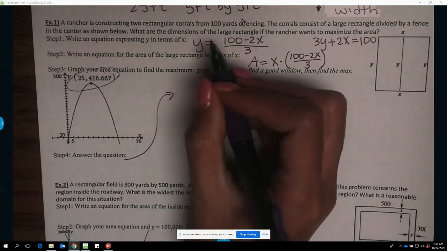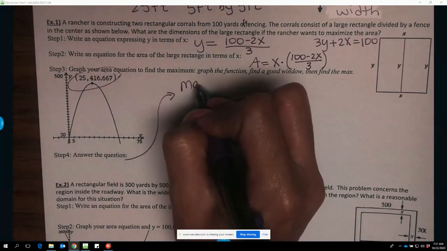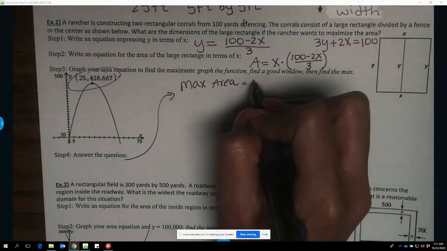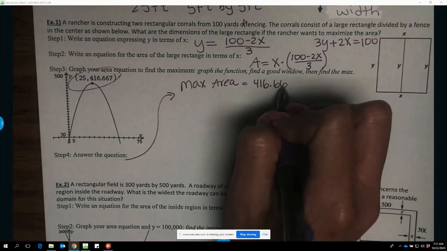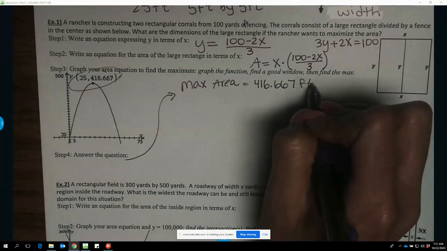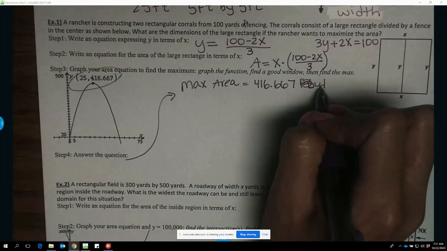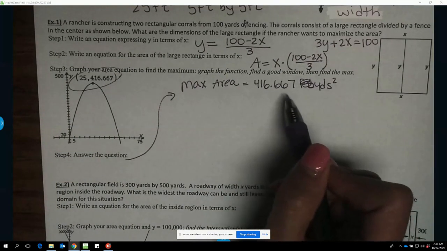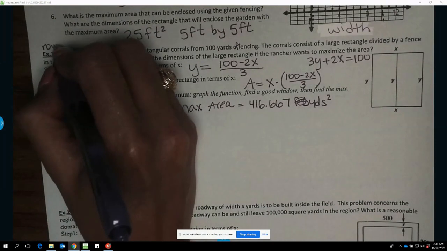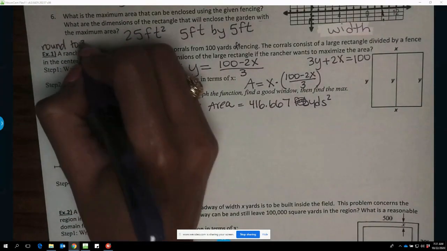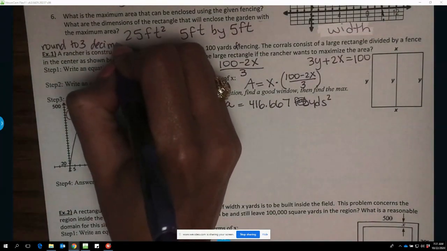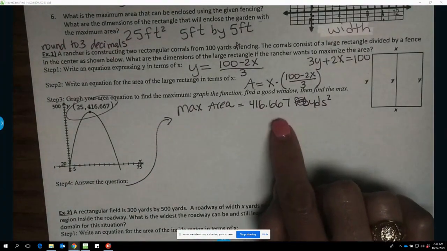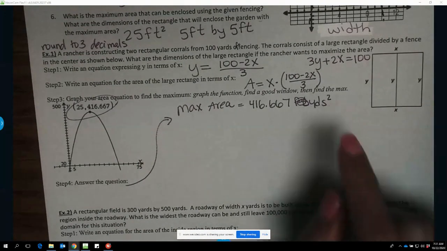So that means that, for starters, I know that it didn't ask this, but the max area for the large rectangle would be 416.667 feet, or actually it's yards squared. And I do need you to round to 3 decimal places. So let me put it over here, round to 3 decimals if needed. So the max area was 416.667 yards squared.